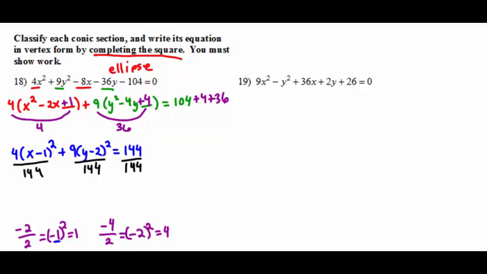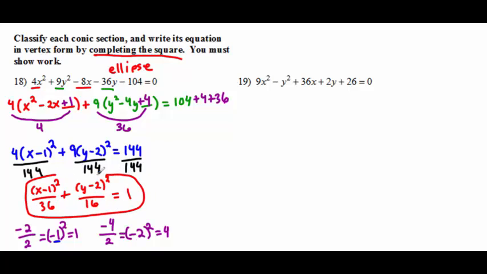So 144 divided by 4 is 36. And 144 divided by 9 is 16. And that equals 1. And so we're done. 19. Complete the squares. Oh, wait. What is this if we've got 9x squared minus y squared? That's a hyperbola.